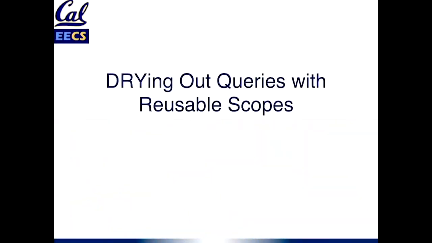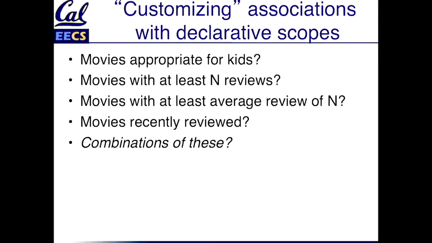Moving on, we're continuing our tour of how to DRY out applications, and a really neat feature that they really got right in Active Record sometime late in Rails 2 is the idea of having reusable scopes. One way to motivate why you'd care about scopes is to suppose we wanted to think about customizing associations. We already have an association between movies and reviews, but there are certain common cases that we'd like to capture as reusable queries.